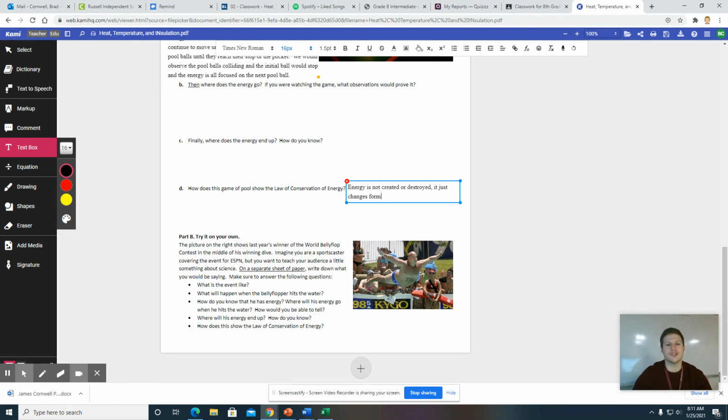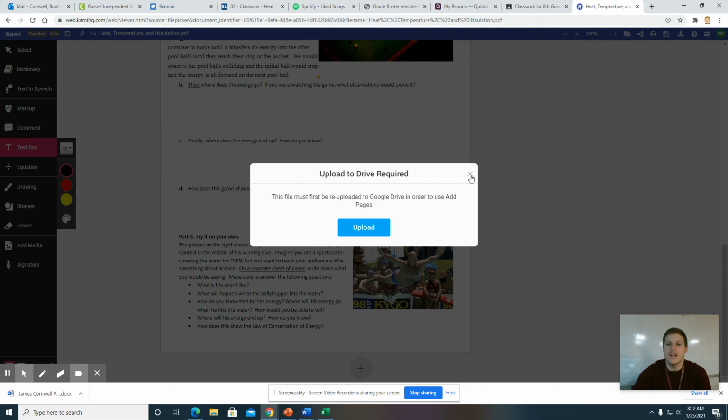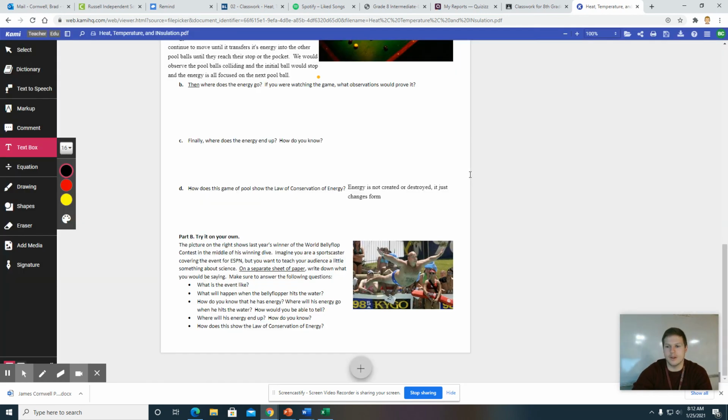So the picture on the right here shows last year's winner of the World Belly Flop Contest in the middle of his winning dive. Now, imagine you are a sportscaster covering the event for ESPN, but you want to teach your audience a little something about science. So on a separate sheet of paper, write down what you would be saying. Make sure to answer the following questions.